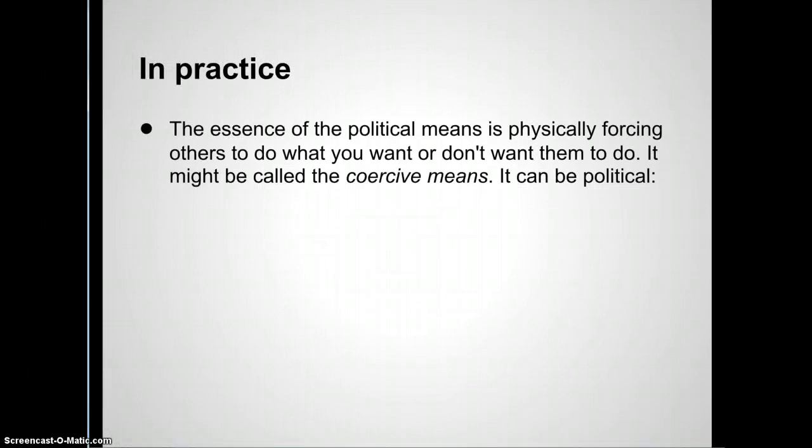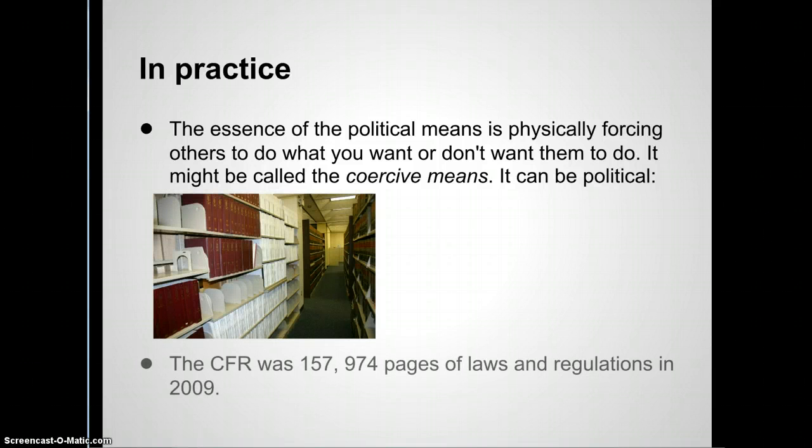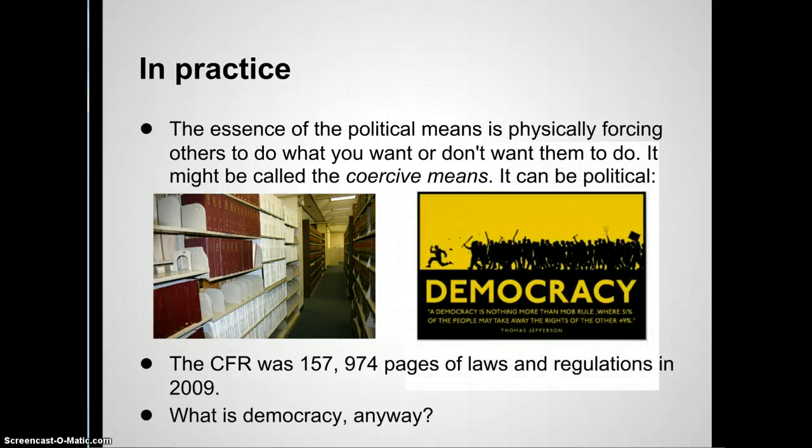The essence of the political means is physically forcing others to do what you want or don't want them to do. It might be called the coercive means. It can be political. The Code of Federal Regulations was 157,974 pages of laws and regulations in 2009. That's a lot of do's and don'ts. And what about democracy? What is democracy anyway? Thomas Jefferson said that a democracy is nothing more than mob rule, where 51% of the people may take away the rights of the other 49%, forcing them to do their will.